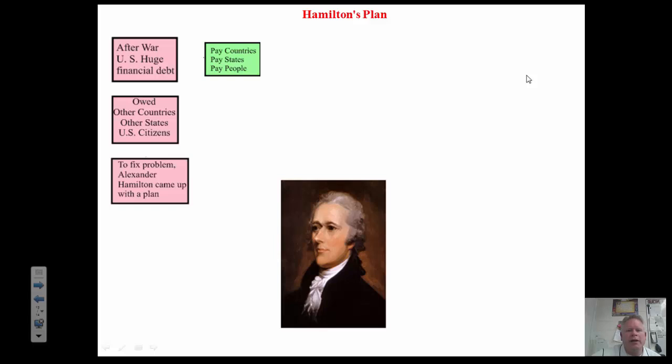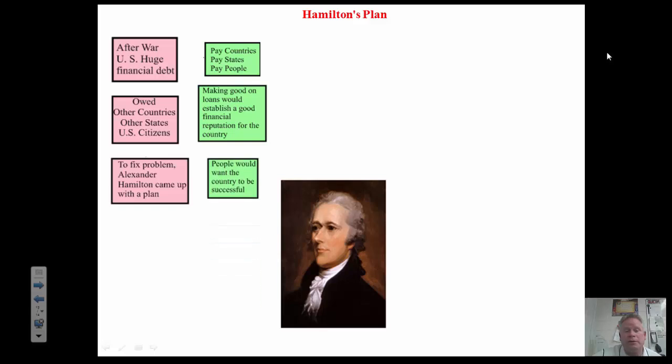His plan was to create a good financial reputation and strengthen the country at the same time. He was going to do this by paying off other countries and the states and the people. And he thought making good on the loans would establish that good financial reputation. And he thought this would make the people want the country to be successful.